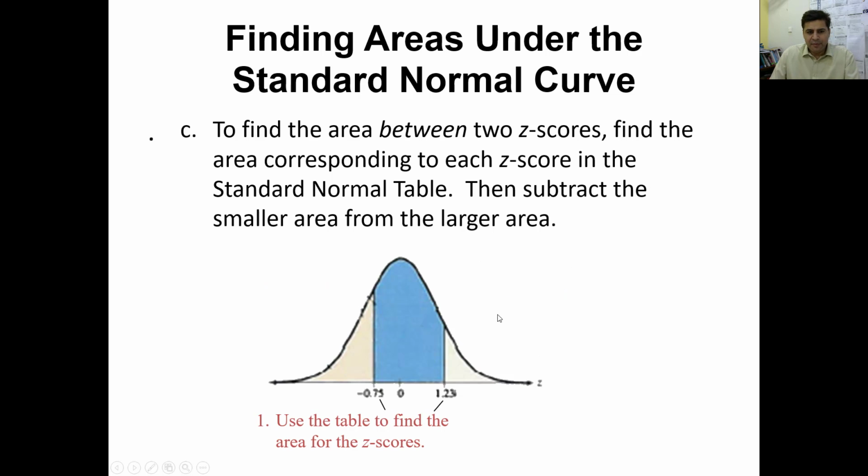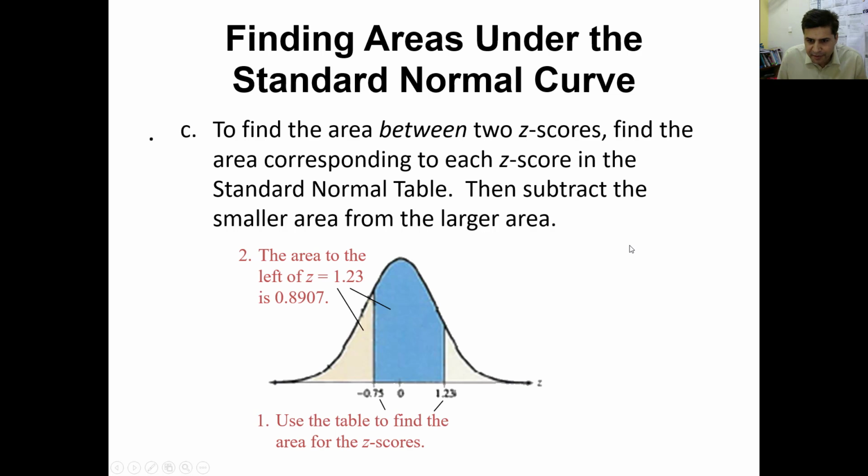Okay, there is another example. We want to find the area between two z scores. Find the area corresponding to each z score in the standard normal table, then subtract the smaller area from the larger area. So how will we calculate this?